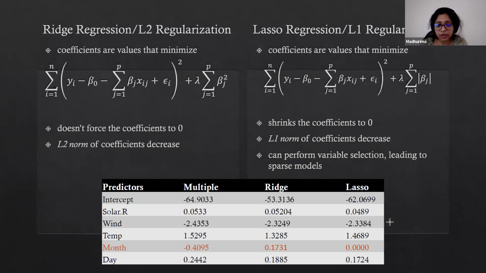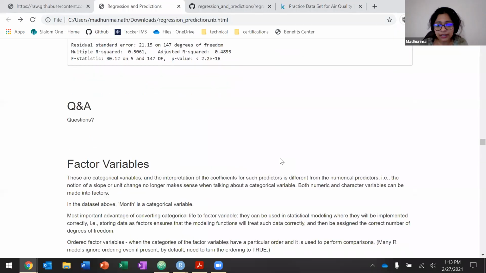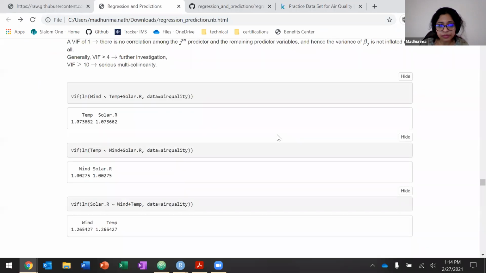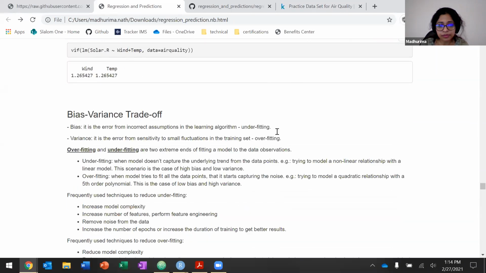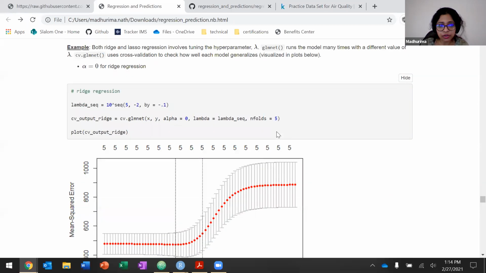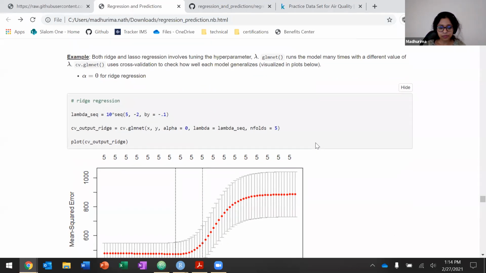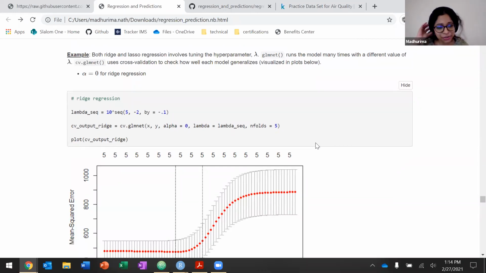I have this done on the notebook, and I'm going to shift back to the notebook just to show how I obtained this. And I'll give you a minute to move back to the notebook as well, and go to the section of ridge and lasso regression. The HTML document, sorry.